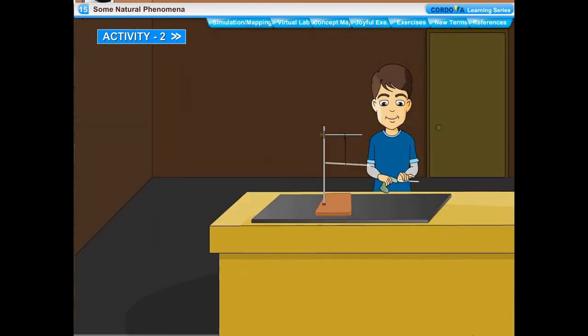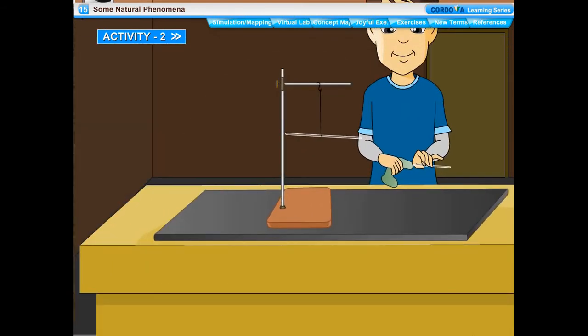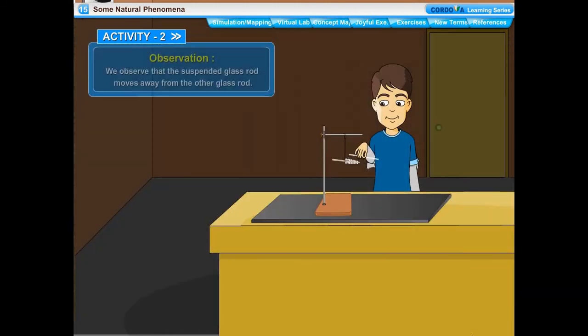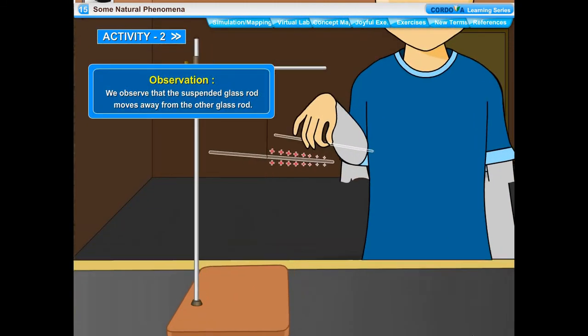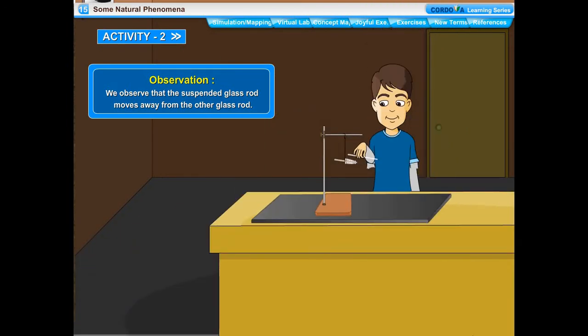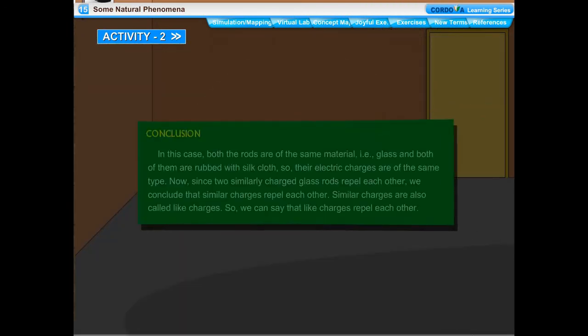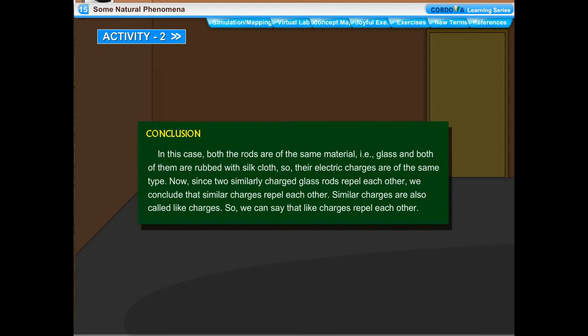We bring another glass rod rubbed with silk cloth near the suspended rod. Observation. We observe that the suspended glass rod moves away from the other glass rod. Conclusion. In this case, both the rods are of the same material, that is, glass, and both of them are rubbed with silk cloth, so their electric charges are of the same type.